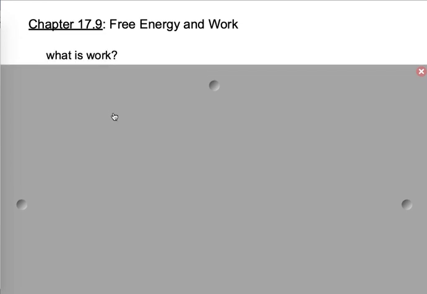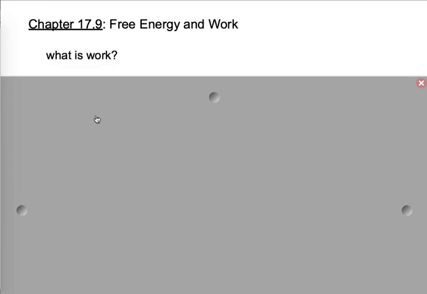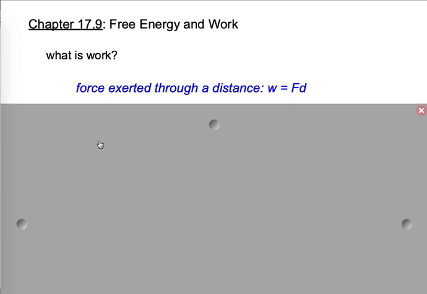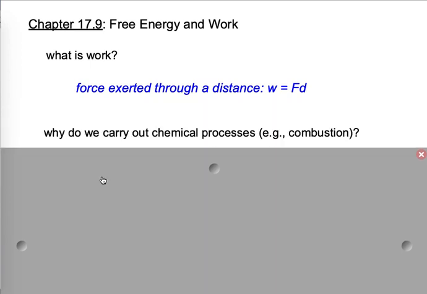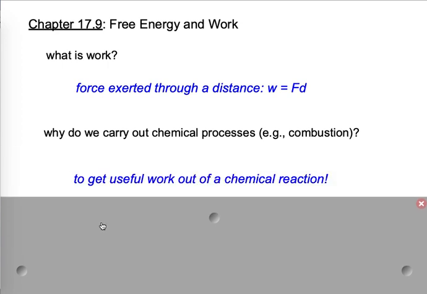For our final topic in this unit, let's talk about free energy and work very briefly. What is work? Work is defined as force exerted through a distance, and in physics, to calculate the amount of work done, you simply multiply the force exerted by the distance through which it is exerted. Why do we carry out chemical processes? Why do we combust things, for example, and put carbon dioxide in the atmosphere and heat up the planet? Well, because we can get useful work out of the chemical reaction.